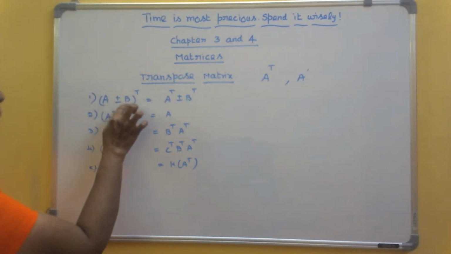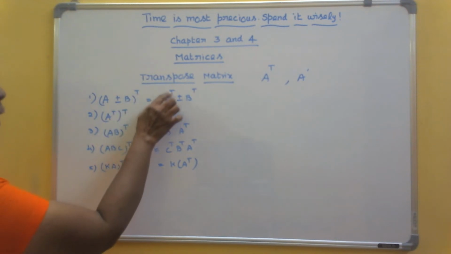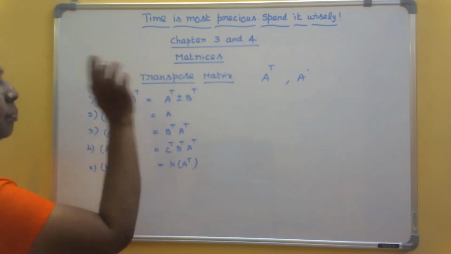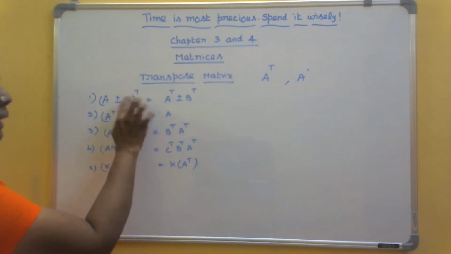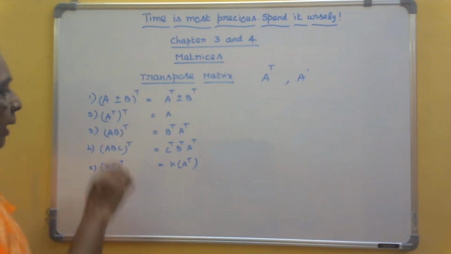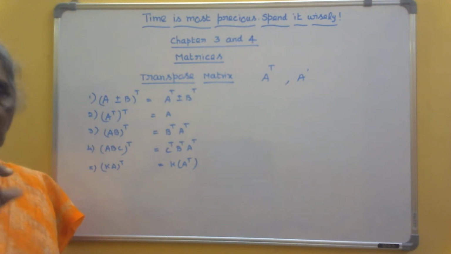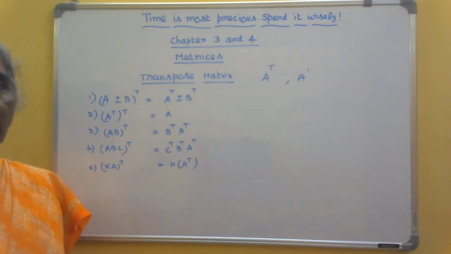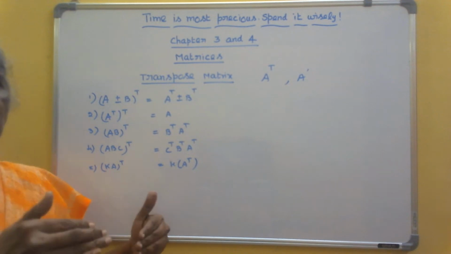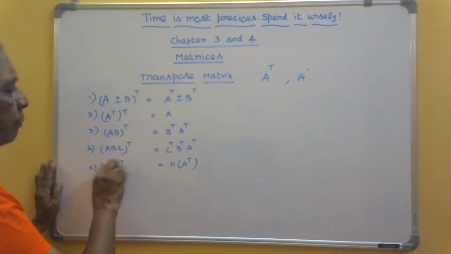Let us see a few properties of transpose matrix. (A ± B)^T is equal to A^T ± B^T. Plus means plus and minus means minus. (A^T)^T is equal to A. That is, twice you are doing it, like minus into minus is plus. (A^T)^T will be equal to A.